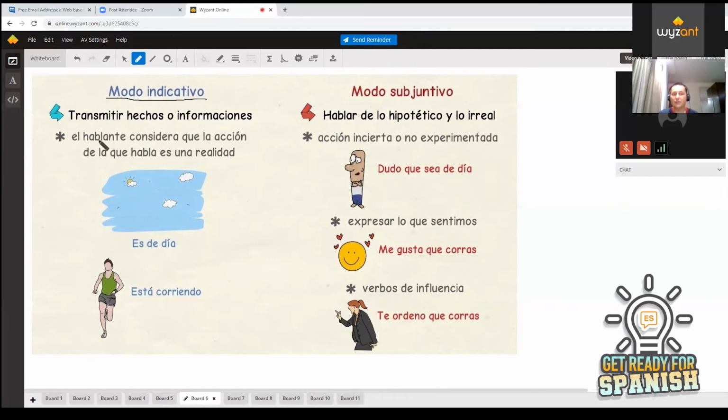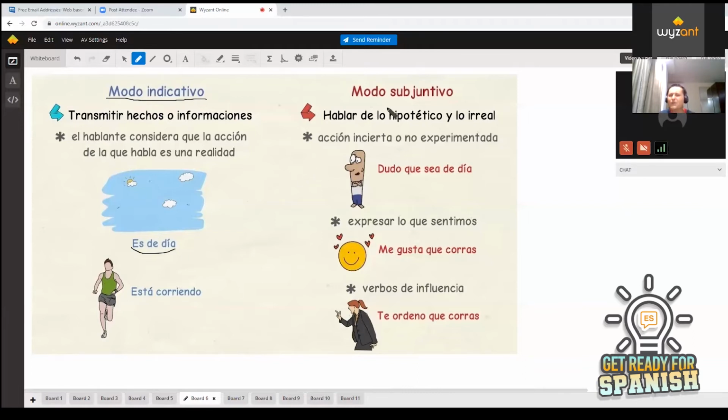The person that speaks considers the action as a reality. Like, es de día. It is, there is daylight. It is day. It's not night anymore. It is day. Está corriendo. He is running. Okay, we consider that like being a reality. Okay, that's why we use the indicative, either in the present, past, future.